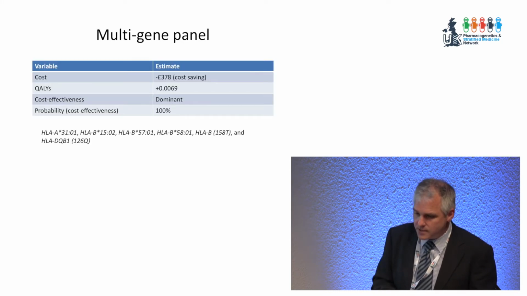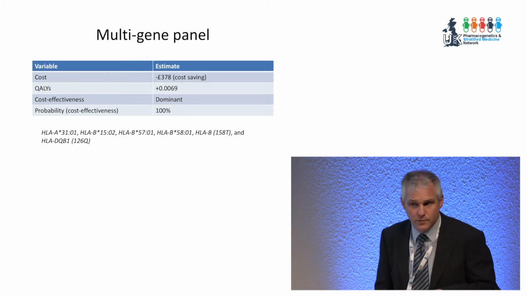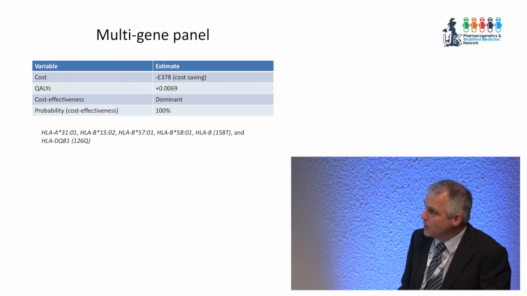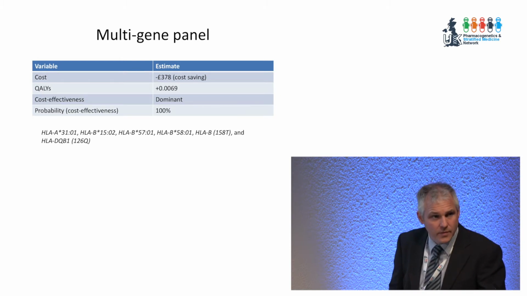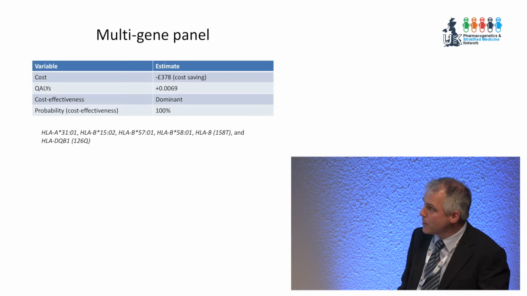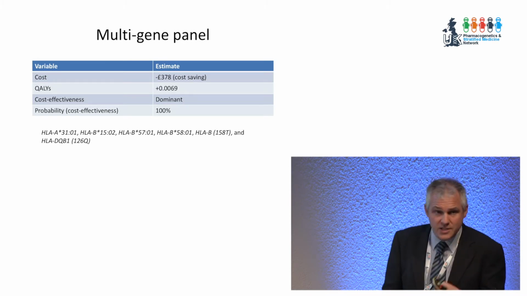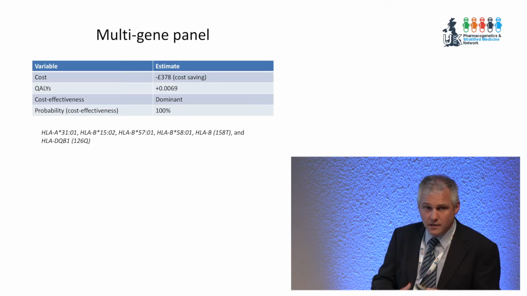So we did an analysis of the cost-effectiveness of a multi-gene panel, but this is a very limited one. It was an HLA panel, with the genes listed below the table here. And we found overall, for a panel with a cost of £50 to £100, that there would be an overall cost saving to the NHS in the order of about £380 per patient. There would be very small improvements in QALYs, but nevertheless, they are health improvements.